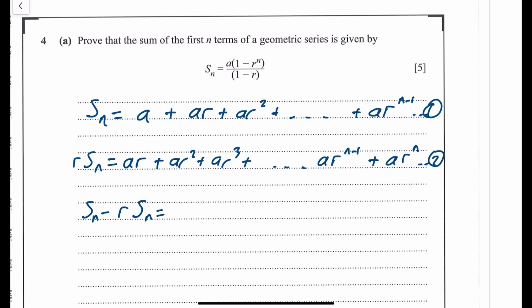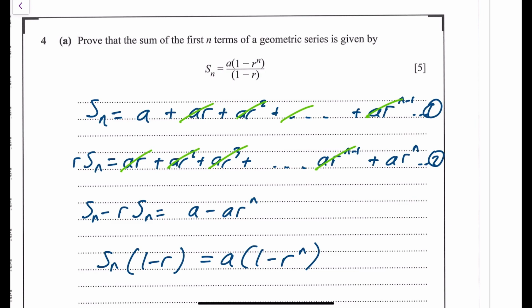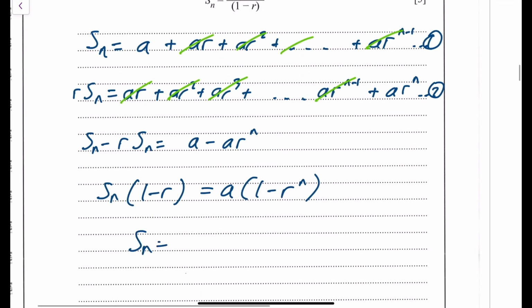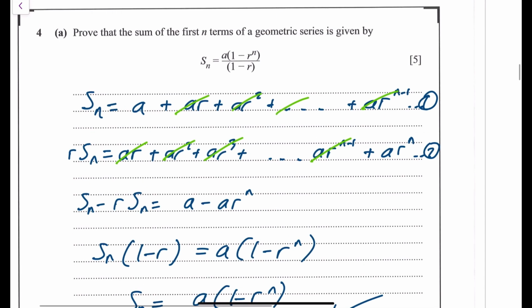You can see this term will cancel out with this one, will cancel out with this one. There's something here, it'll cancel out with this. This one gets cancelled out with this, so you can see all you're left with is a minus ar to the power of n. So factorize on the left, you'll have s of n times 1 minus r. Factorize on the right, you'll have a times 1 minus r to the power of n, and then just divide across. Your s of n is equal to a times 1 minus r to the n divided by 1 minus r, as required. Happy days.